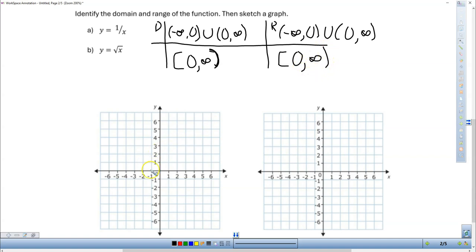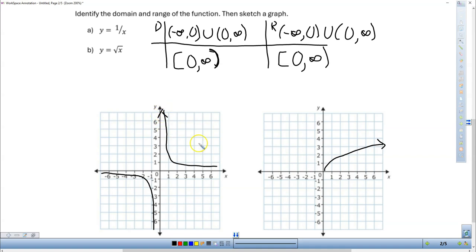And so if we graph these, all right, I'm going to make a crude sketch here, just a crude one real quick. 1 over x, of course, is going to look something like this. Again, this is not an exact graph of it. I'm just doing a quick sketch here. And the square root of x is going to look something more like this.